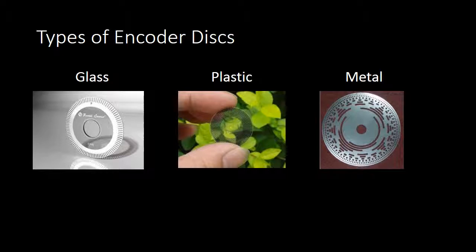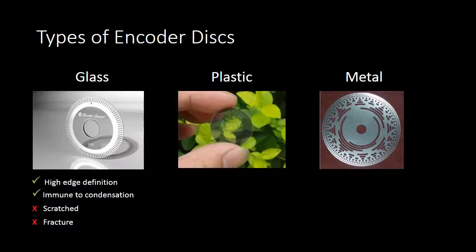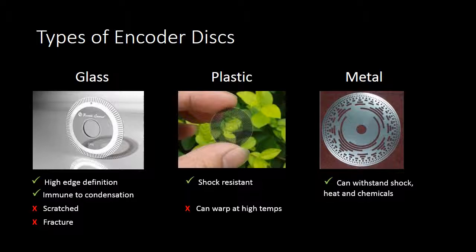The code discs, or wheels, can be etched metal or plastic, emulsion on glass, or chrome on glass. Glass discs give high edge definition, are immune to condensation, and are durable, although they can be scratched and can fracture under shock. Plastic discs are shock resistant, but may warp at high temperatures. Metal discs can withstand shock, heat, and chemicals, but are not as accurate as glass varieties.